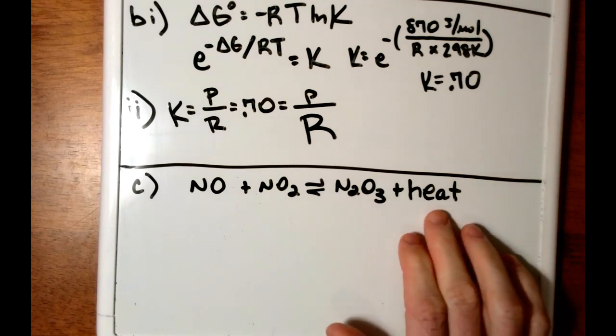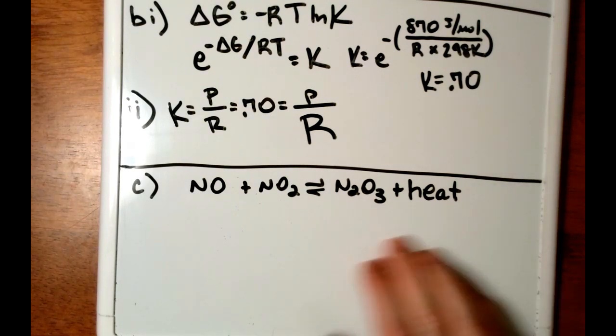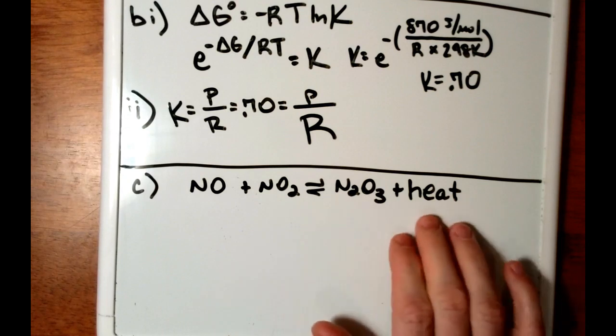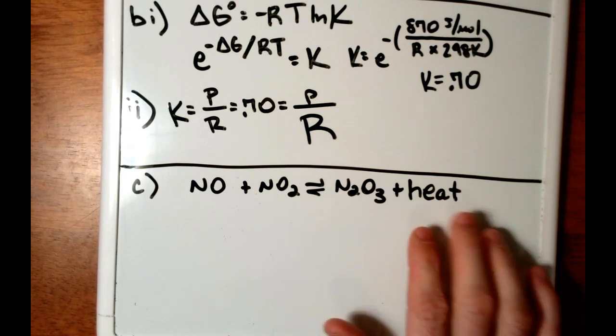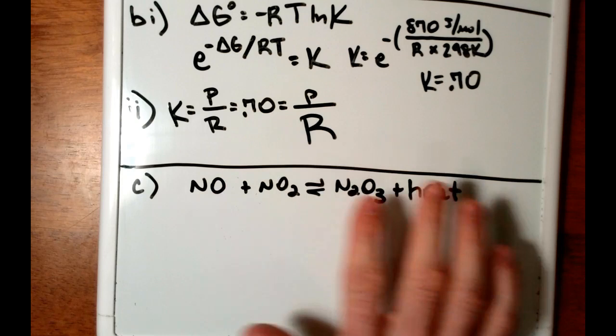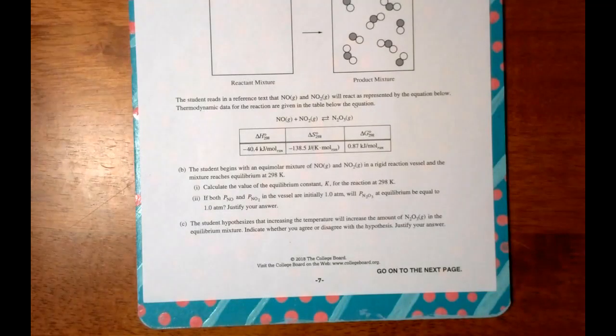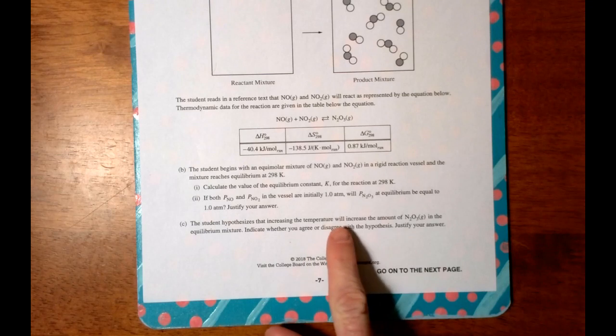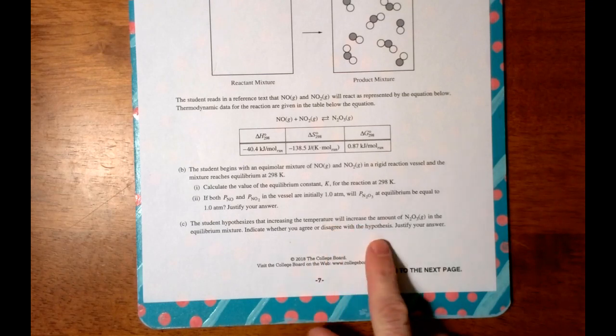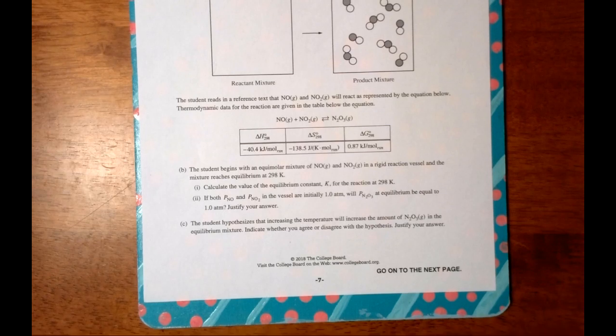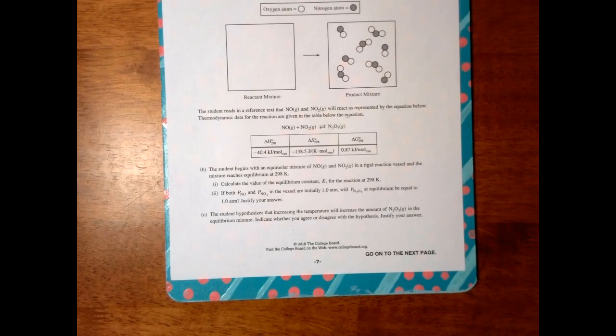So if I increase the temperature right here, we're at equilibrium, and an increase in the temperature means we're adding heat. That is going to cause a shift to the left, away from N2O3. So our answer for C would be that the amount of N2O3 will not increase. So we disagree with the hypothesis due to the shift that occurs when heat is added to our mixture.